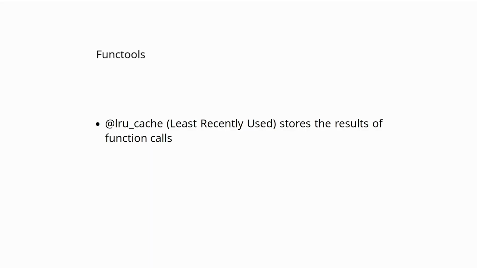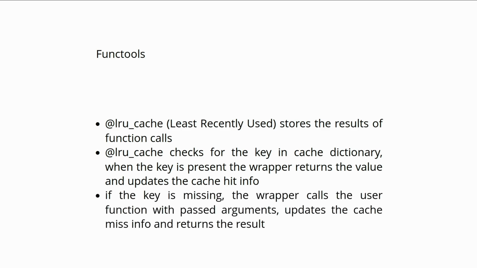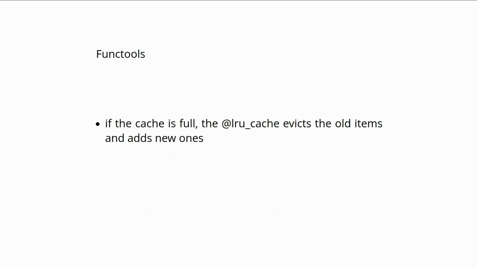And also from version 3.9, we can use the cache decorator. So the least recently used decorator stores the results of function calls. It checks for the key in the cache dictionary. When the key is present, the wrapper returns the value and updates the cache hit info. And in case the key is missing, the wrapper calls the user function with the arguments, updates the cache miss info, and returns the result. And if the cache is full, then LRU cache evicts the old items and adds new ones.